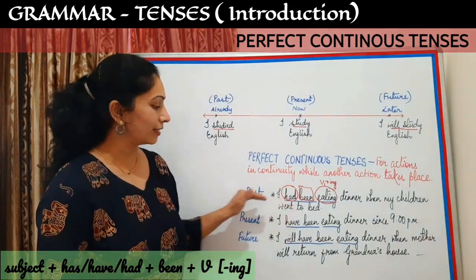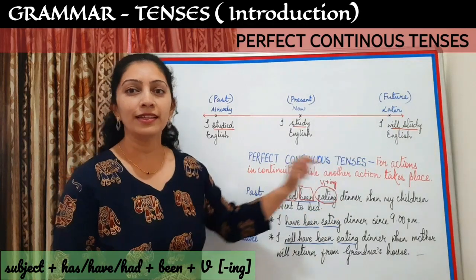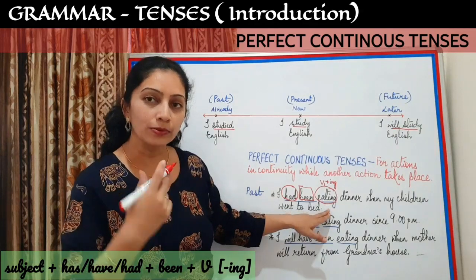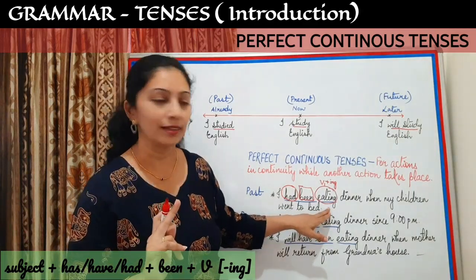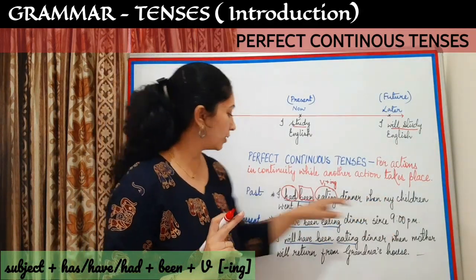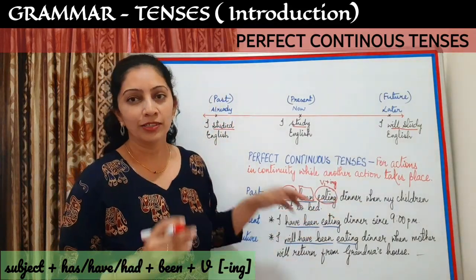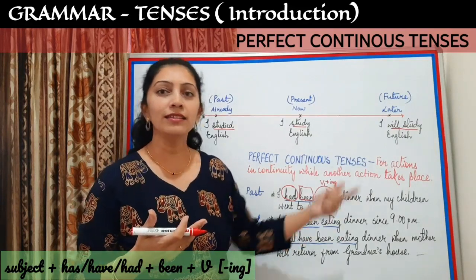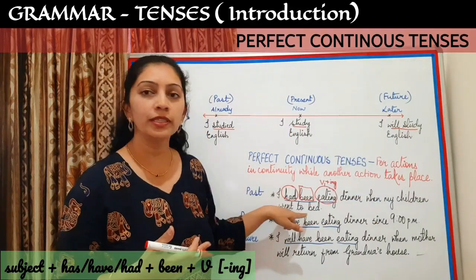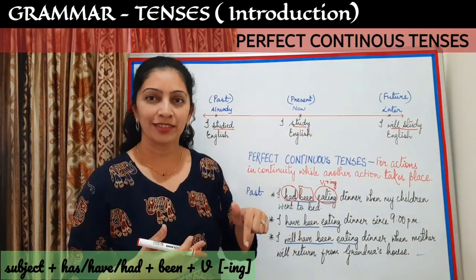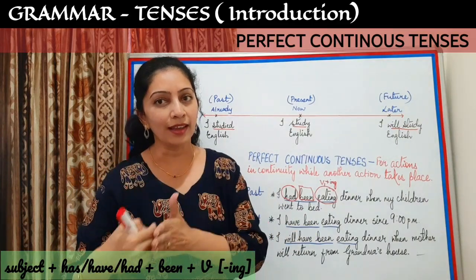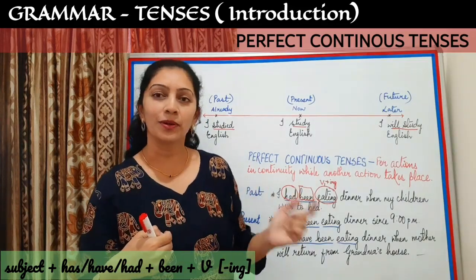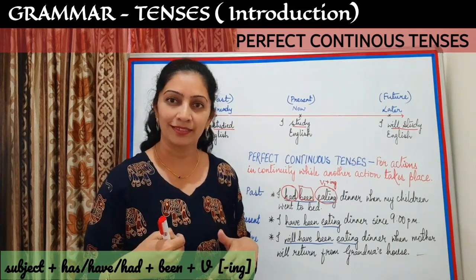Now let's start analyzing this sentence. I had been eating, that means one action was already continuing when my children went to bed. So when one action of eating was already in continuation, another action of children going to bed happened. While one action is still not completed, the second action begins, or starts to happen.